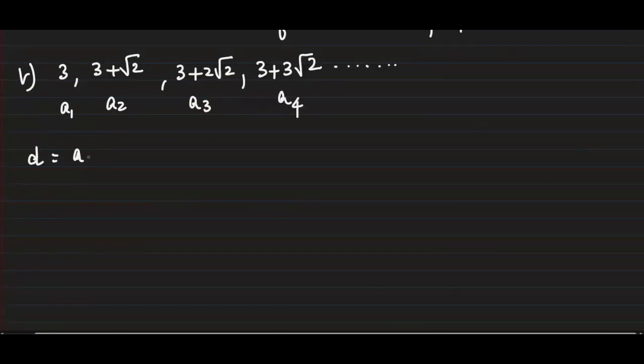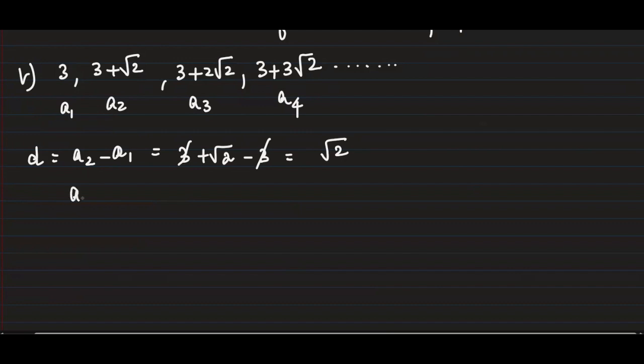So D is equal to A2 minus A1. Here A2 will be 3 plus root 2, A1 will be minus 3. So plus 3 and minus 3 will cancel. The D value will be root 2 here.